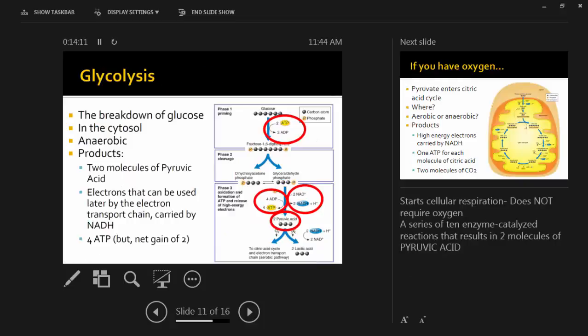Now in A&P2, we get to take a little bit of a closer look at these. So glycolysis is the first step. Now we're kind of focusing on sugars right here, right? Because glucose, glycolysis. There's similar pathways for lipids and proteins, and I will show them to you at the end. But for right now, focus on sugars, focus on starch. Glycolysis is a breakdown of glucose. It happens in the cytosol.